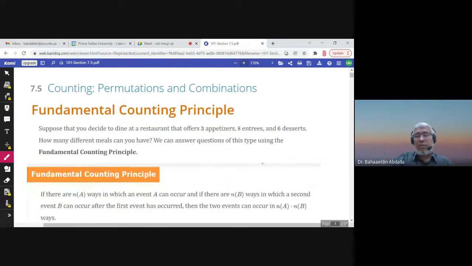This is section 7.5 and it's about counting permutations and combinations. And I will talk in this video about the fundamental counting principle.